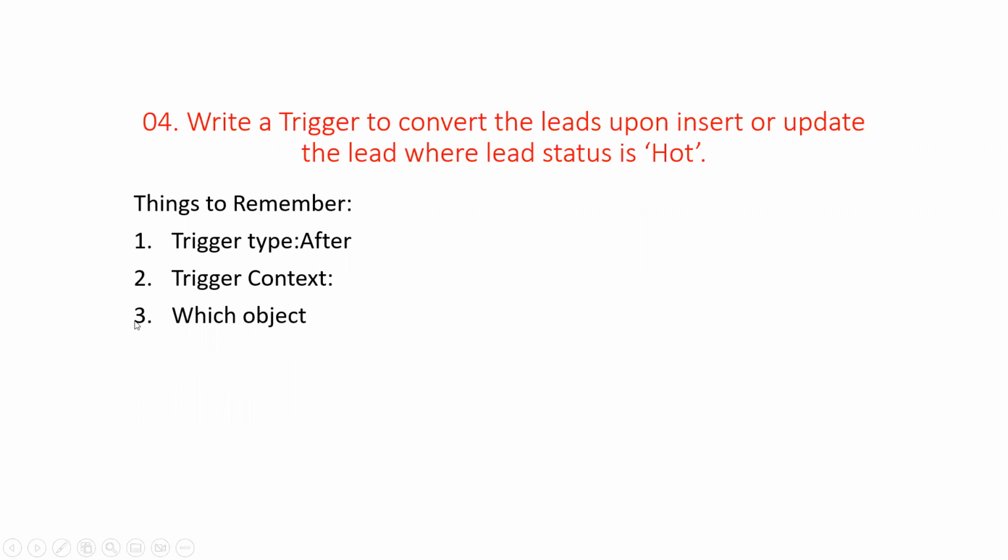Those are things to remember. First one, the trigger type. The trigger type in this case is an after trigger, and the trigger context is after insert and after update. I mean, trigger context specifies in what situation the trigger should fire. It's an after trigger, but upon deleting, no. Upon inserting or updating, the trigger should fire. And the third thing is really important, that is the object. Our object is Lead. So upon these things happening in the Lead object, the trigger should fire.